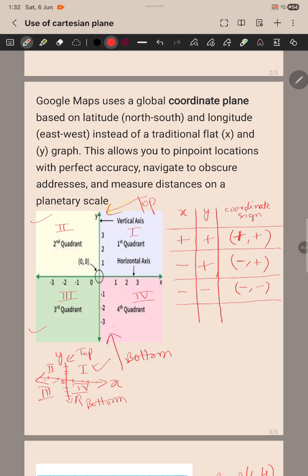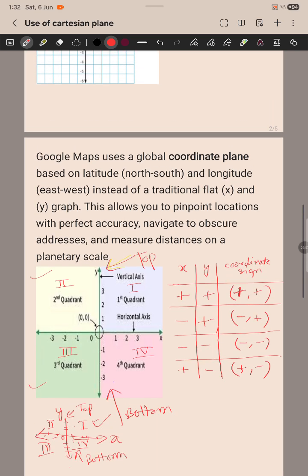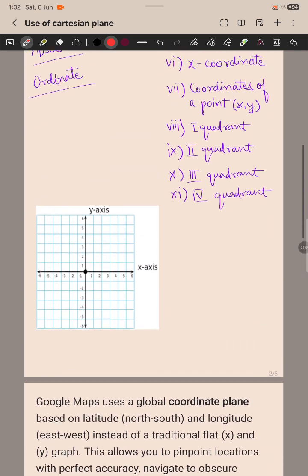Fourth quadrant: y is moving in a negative direction, so y should be negative. X is moving in a positive direction, as we can see, so it is positive. So the point is defined by x comma y, so plus comma minus. We are defining here the sign. Specifically, we should understand what the sign of the point should be in a particular quadrant. Understanding? If you have any doubt, feel free to ask the question.